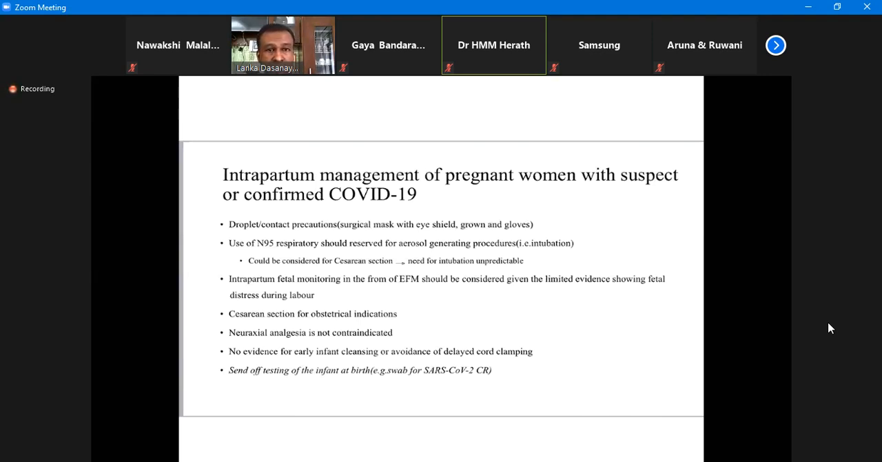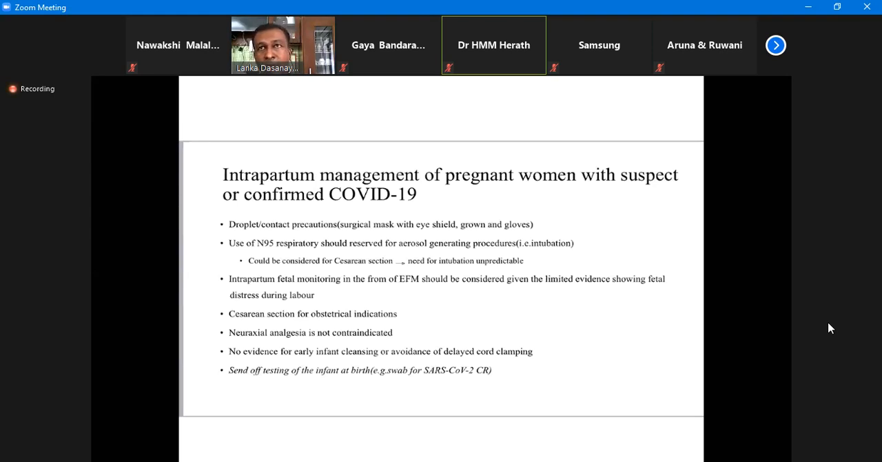Spinal anesthesia can be given; it is not contraindicated. In most cases, if you can do the cesarean section under spinal anesthesia, that is the safest way of anesthesia, because if you give general anesthesia, there is a high risk of generating droplets, which can then infect the healthcare workers.